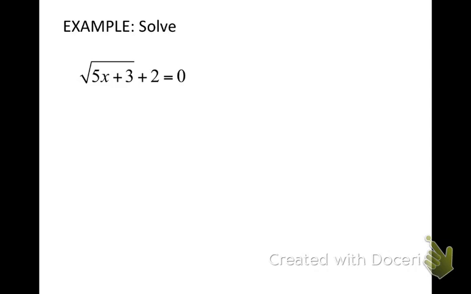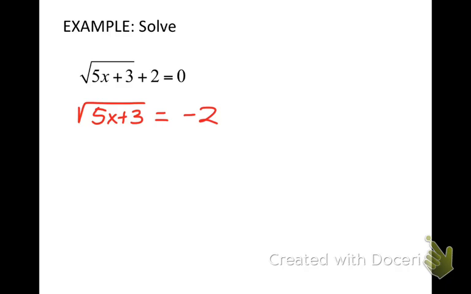Whenever you're solving for x and it's in the radicand of some type of radical, you want to isolate the radical and get it all by itself. So in this case, I want to get rid of the plus 2 by moving it to the other side, subtracting it. Now I get the square root of 5x plus 3 equals negative 2.